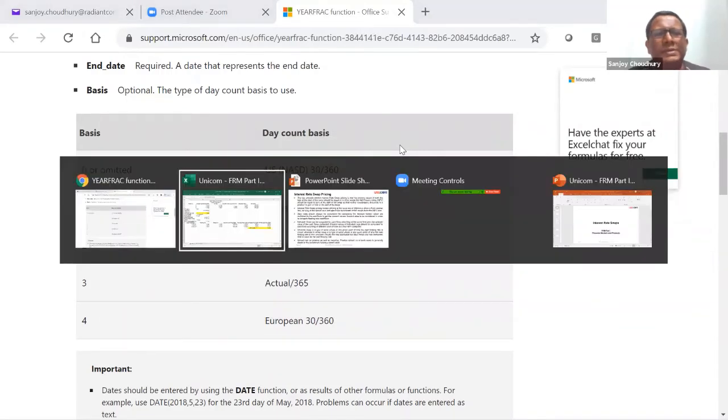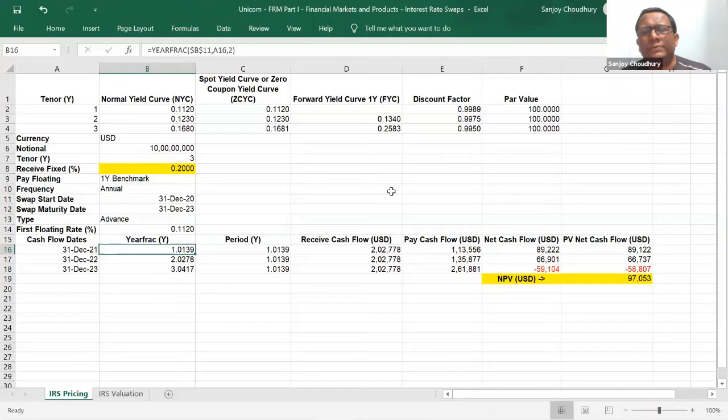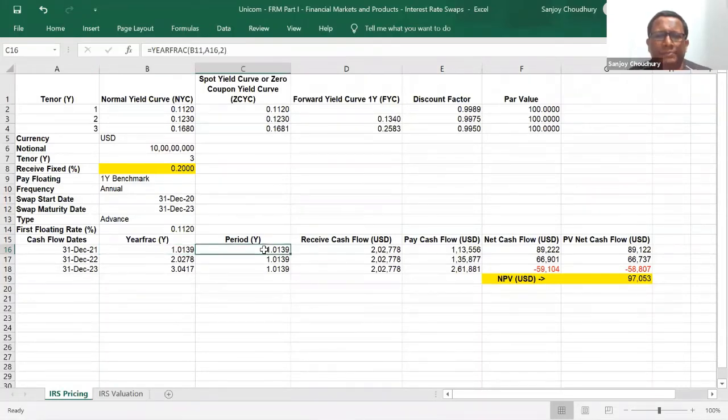So that means the actual number of days between two cash flows is considered, and the actual number of days in a year is considered. So that's the reason there's some slight difference in the decimal. Period essentially is the time period for which the cash flows are computed. In this case, for the first cash flow 1.0139, second also 1.0139, and third also 1.0139. There's a similarity because in between there was no leap year. The leap year was last year, that is 2020. So in that case, one additional day is factored in.